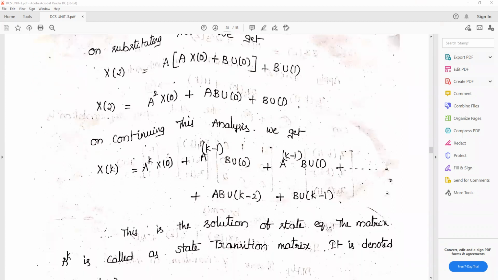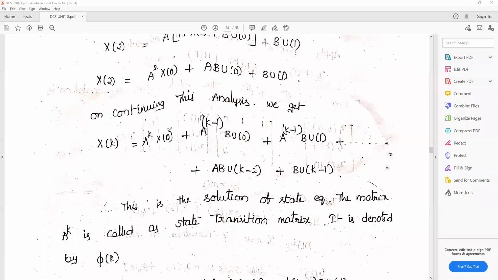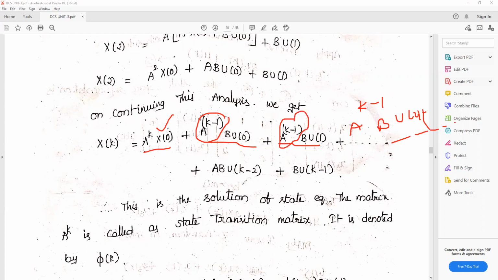Continuing this analysis, x of k is equal to A power k into x of 0 plus A power k minus 1 into B into u of 0 plus A power k minus 2 into B into u of 1 plus A power k minus 3 into B into u of 2, and so on. This is the solution of the state equation.